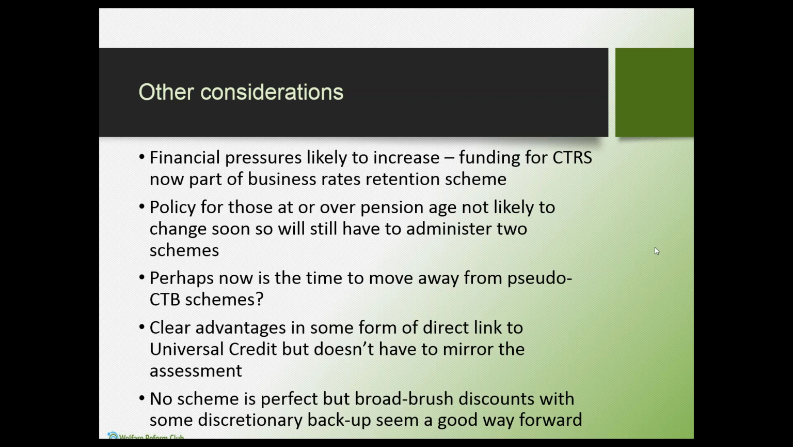My conclusion probably would be that there's no perfect scheme, but we perhaps ought to, and I'm indicating here, move towards, if we can, some sort of broad brush discount that would fit with reducing admin costs. It would almost certainly have to be backed up by some sort of discretionary hardship scheme, but you've got the authority to do that. So that seems potentially a way forward. So now I am going to hand over to Ian, who's been waiting patiently. And I hope that's a useful introduction to where we are now.